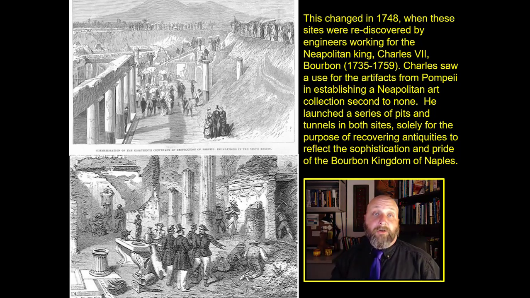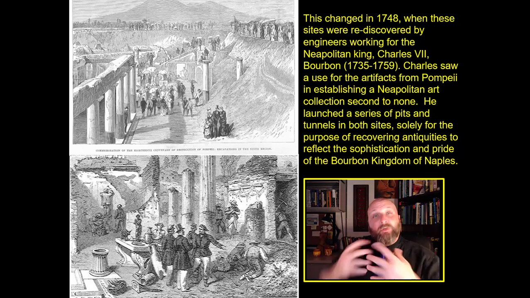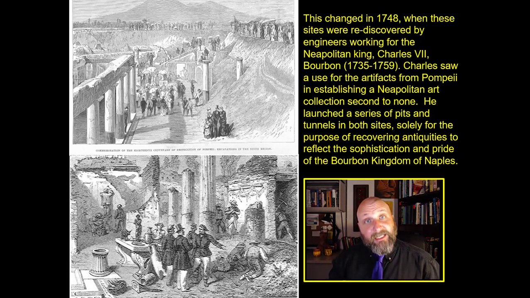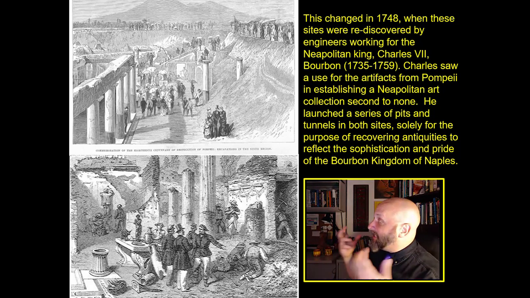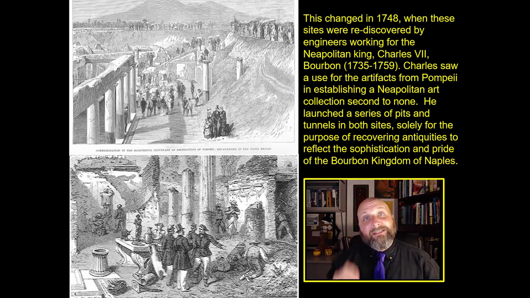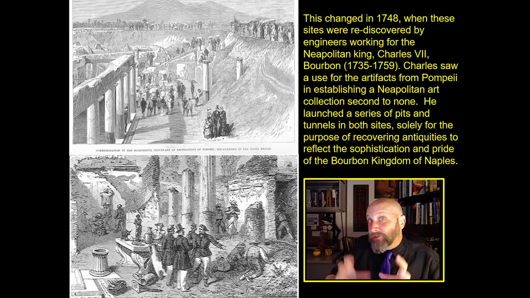This is when they rediscover Herculaneum. And as they rediscover these ancient cities, absolutely breathtaking Roman art starts to come out of these excavations. And Charles VII seizes on this. Charles VII basically has a use for all of this art and artifacts coming out of Pompeii.